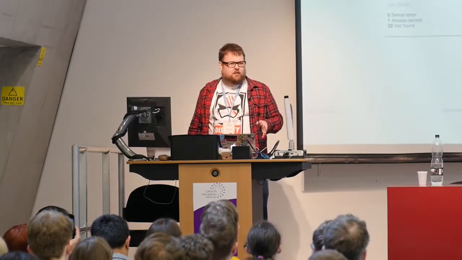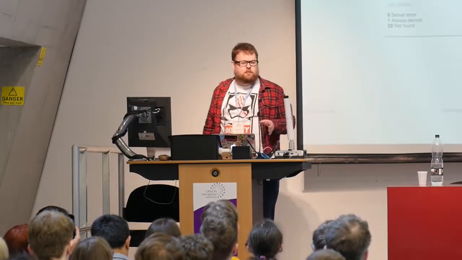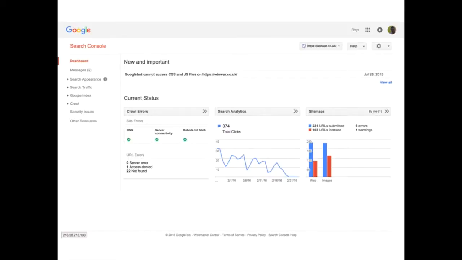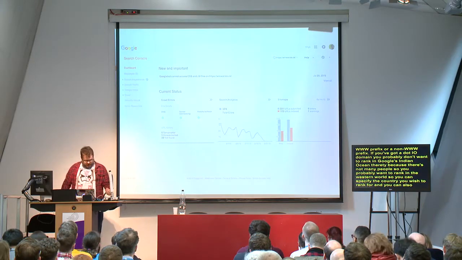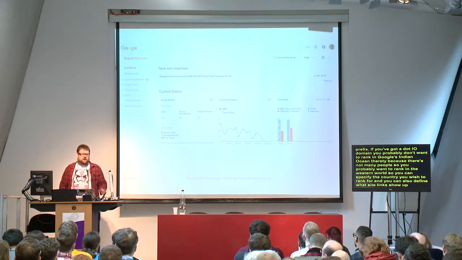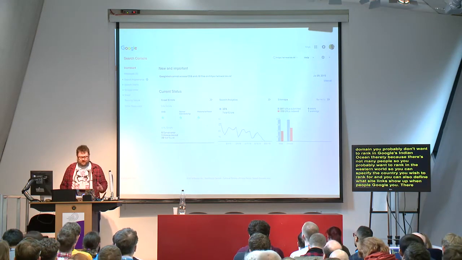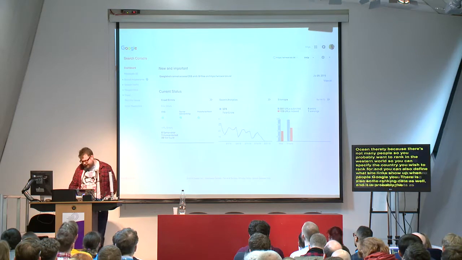If you've got a .io domain, you probably don't want to rank in Google's Indian Ocean territory, because there are probably not that many people there, so you probably want to rank in the Western world. So you can specify the country you wish to rank for, and you can also define what site links show up when people Google you. There is also some ranking data as well. It's probably the best ranking data you'll get from Google without paying them.